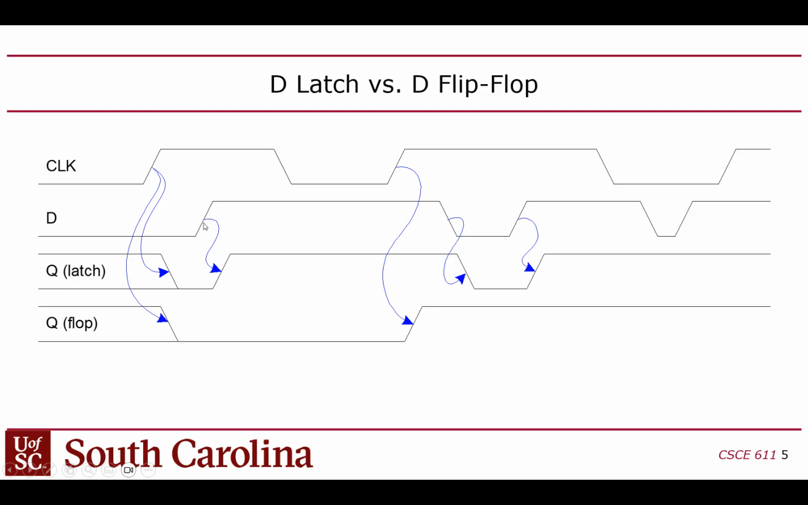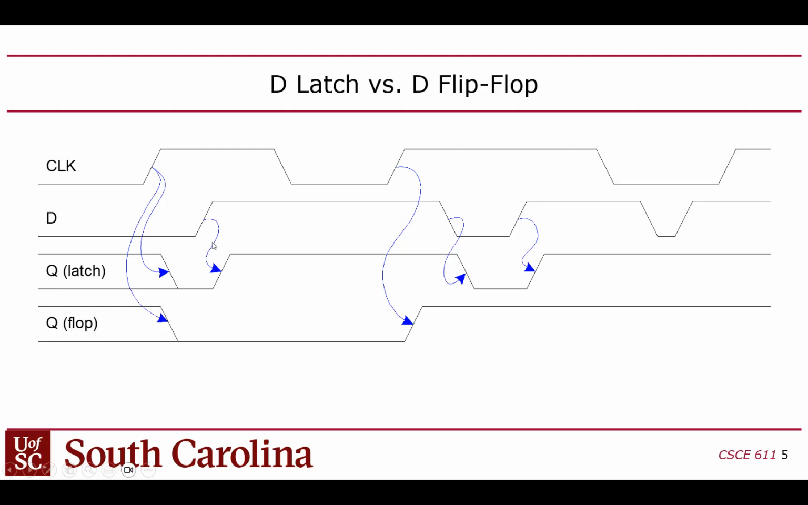D changes once here, once here, once here, once here, and once here. So if you look at D, there are 1, 2, 3, 4, 5 transitions of D. Clock is high for that first transition, which means it's kind of like the gates are open there. So while the clock is high, the gates are open, so D propagates out to Q.